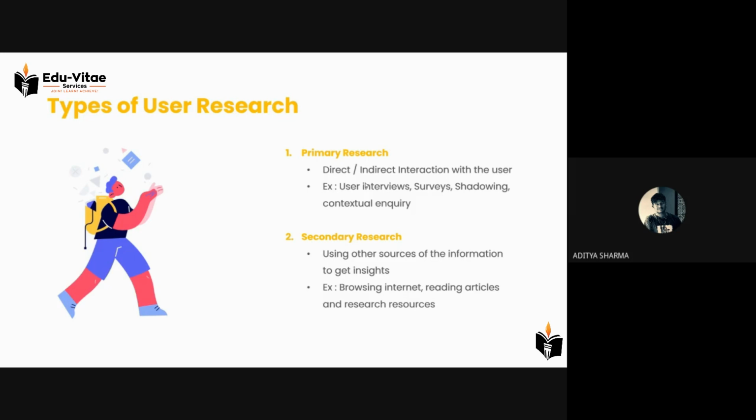Secondary research relates to any research that is not done in person, where you get information from other sources, like browsing the internet, reading articles and research papers. That is the source of secondary research. The research has already been done, and you are just using that already done research for your use, right? Any confusion till here? Primary research and secondary research. Yes, guys. No.